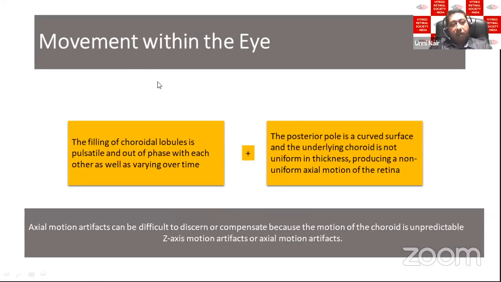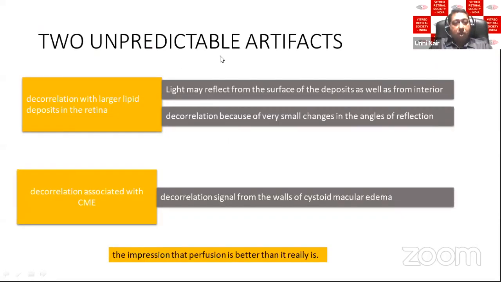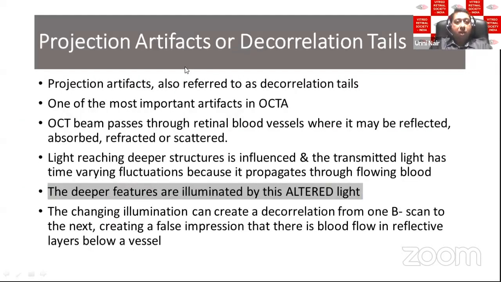An interesting thing is that there are movements within the eye. That is, the choroidal lobules are pulsating. The choroid is not uniform and thick, and all these produce something called Z-axis motion artifacts, but these are usually taken care of by the system itself. Two unpredictable artifacts that actually look like motion artifacts are decorrelation or reflection from large lipid deposits or hard exudates, which can produce decorrelation and a bright spot, or the walls of a cystoid macular edema, which can also produce artificial vascular markings.